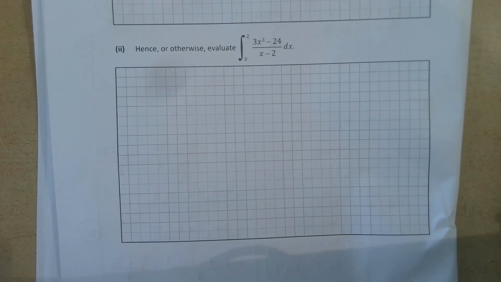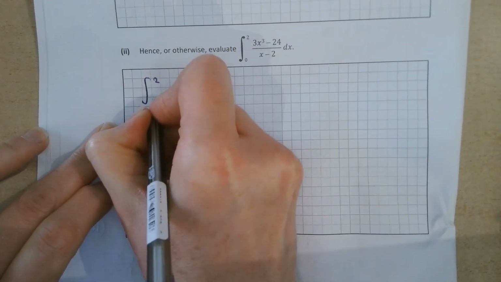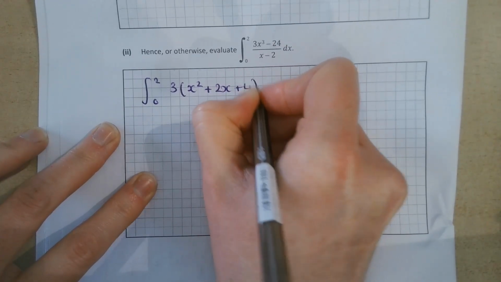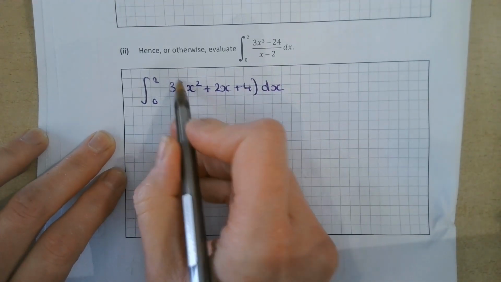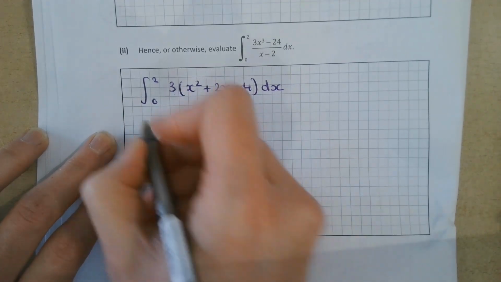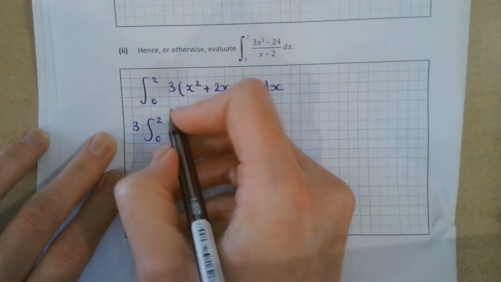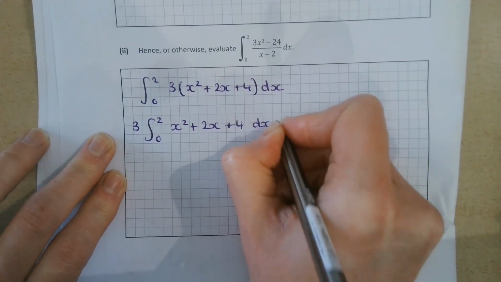Question 6a, part 2. We're asked to use the fraction that was given to us in part 1. And we're asked to integrate it with the limits of 2 and 0. So what we can do is take our answer from part 1 first of all. So we're going to integrate, and we have 3 times x squared plus 2x plus 4 with respect to x. So what we can do first of all is this 3 that's being multiplied can move out to the outside, and we can just focus on integrating what's here.